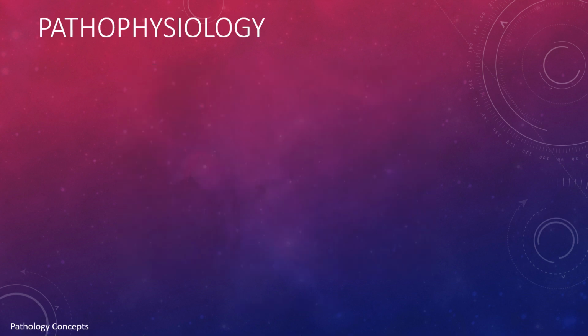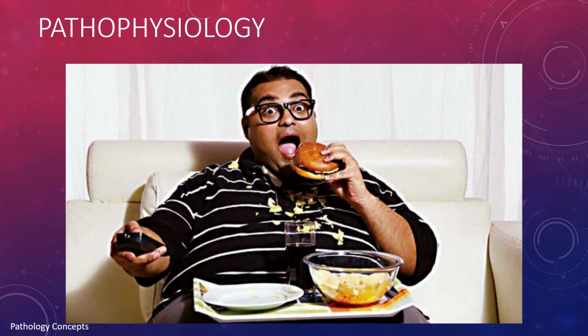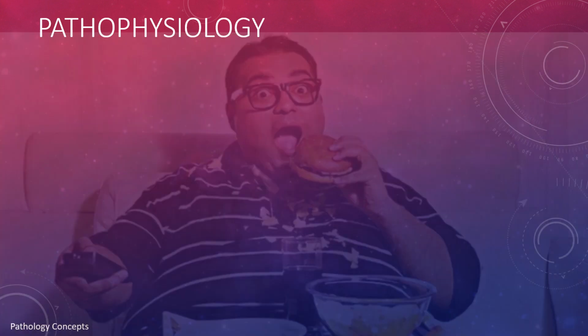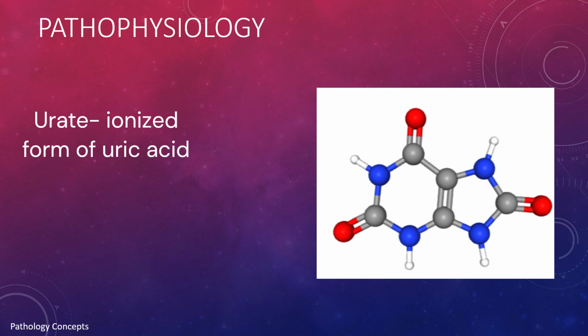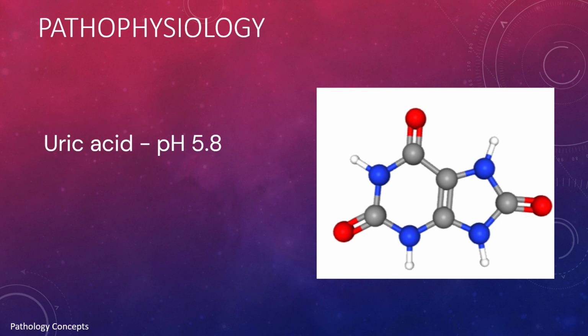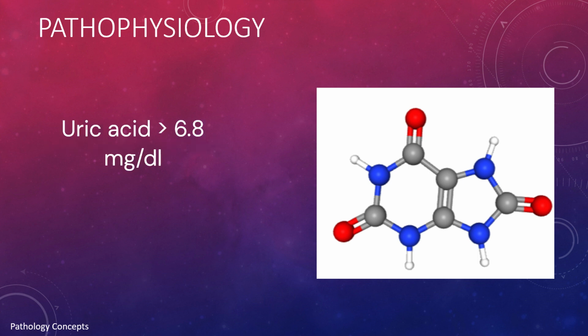Worldwide, the incidence of gout increases gradually due to poor dietary habits such as fast foods, lack of exercise, and increased incidence of obesity and metabolic syndrome. Urate is the ionized form of uric acid present in the body. Uric acid is a weak acid with a pKa of 5.8. Urate crystal deposition in the tissues starts to occur when serum uric acid level rises above the normal threshold. The pathological threshold of hyperuricemia is defined as 6.8 mg per dl.